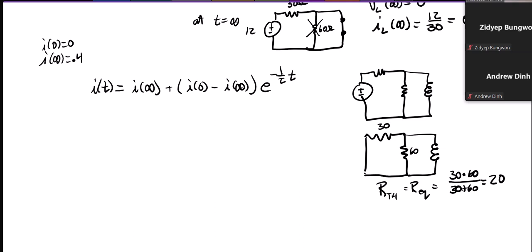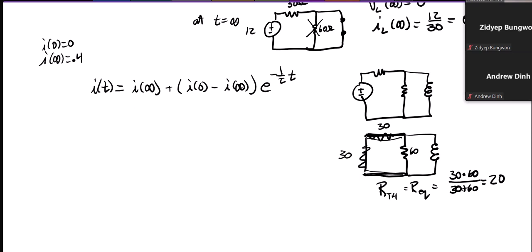Right? They are in parallel. From the point of view of the inductor, they are in parallel. Imagine sliding this 30 ohm resistor down to where it's on this side, and then you can see, oh yeah, they're in parallel.